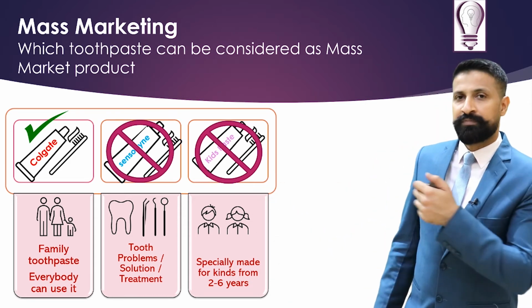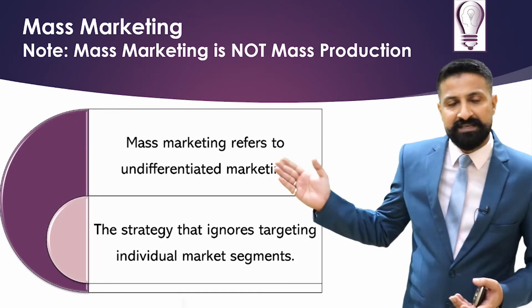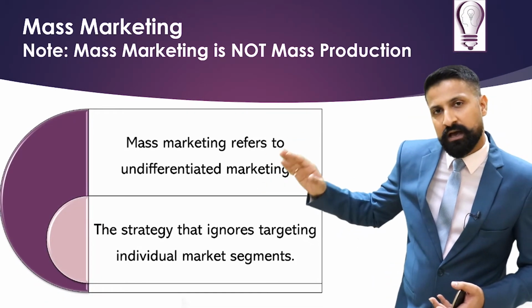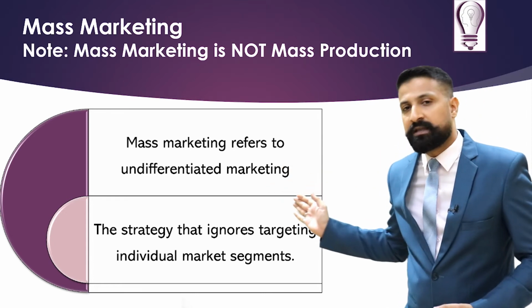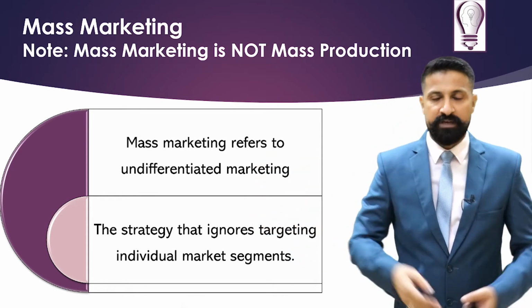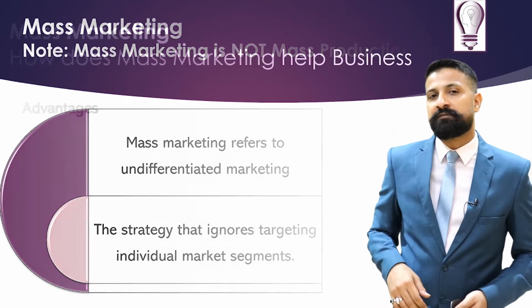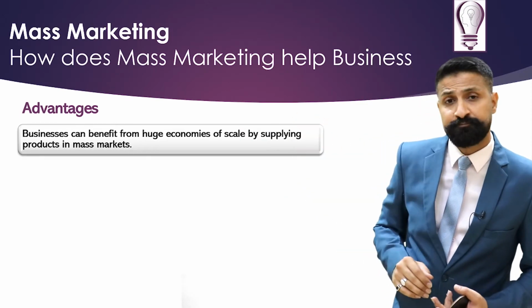Okay, let's move on. Let's look at some marketing. Basically, mass marketing is called undifferentiated marketing, and it is the strategy that ignores targeting individuals or individual segments of market. That's very clear. Let's move on. Advantages and disadvantages of mass marketing. What is the first advantage of mass marketing?